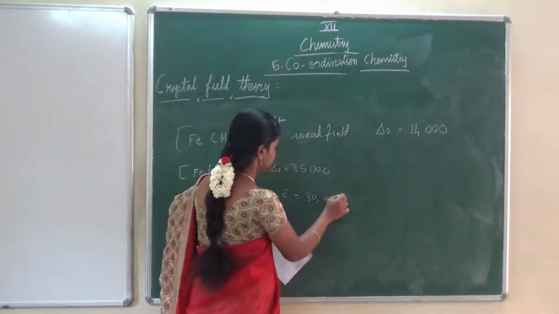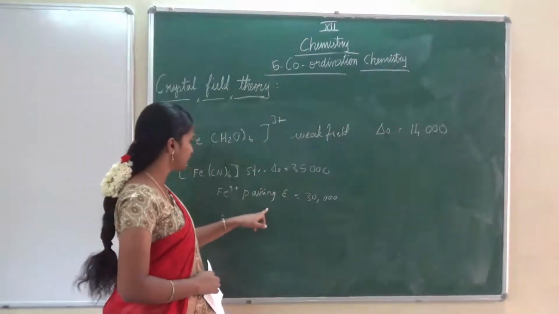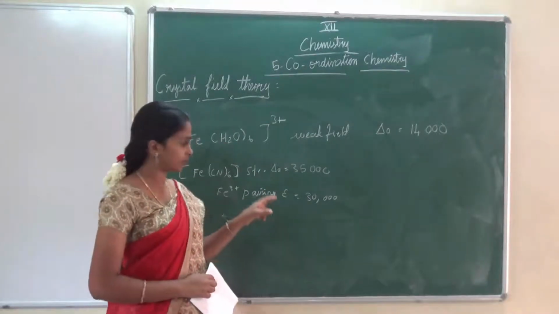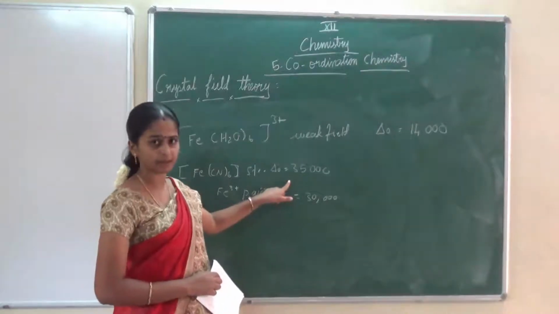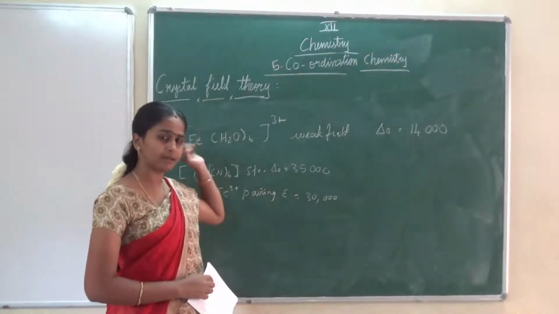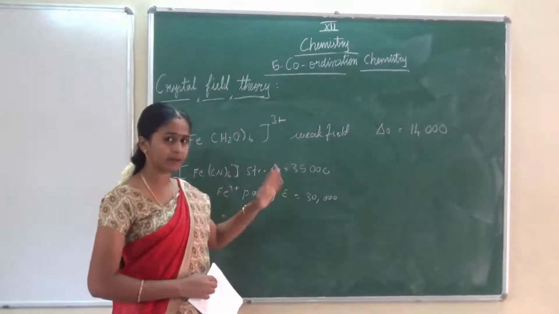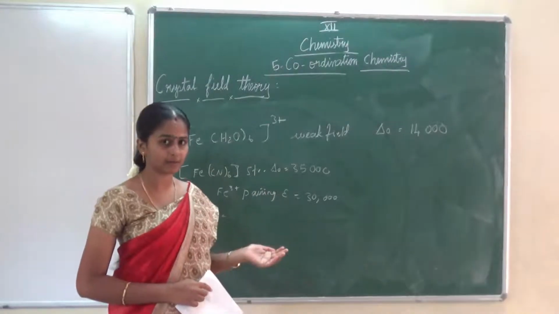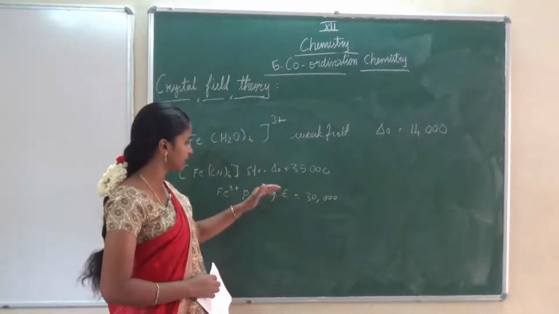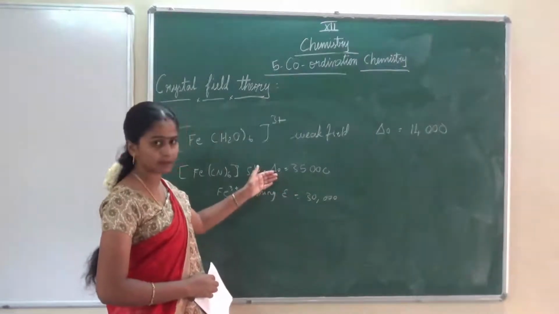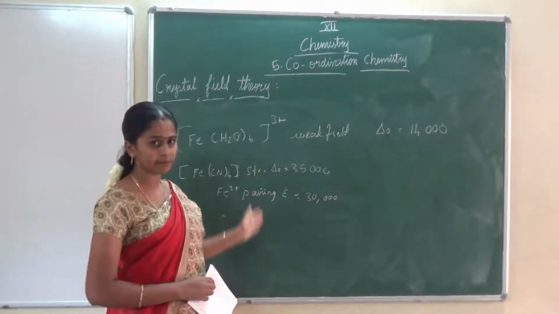From this itself we can guess. See the del naught value here, 35,000. Here the pairing energy is 30,000. If the del naught value is greater than the pairing energy, then pairing will take place. So in VBT we have discussed the ligands are stronger ligand, so it will pair up the electrons in the central atom. The same, only here they are approaching in a different way, that is the pairing energy and octahedral energy. If octahedral crystal splitting energy is greater than the pairing energy, then pairing will take place.